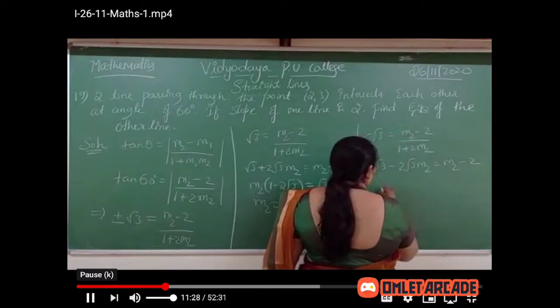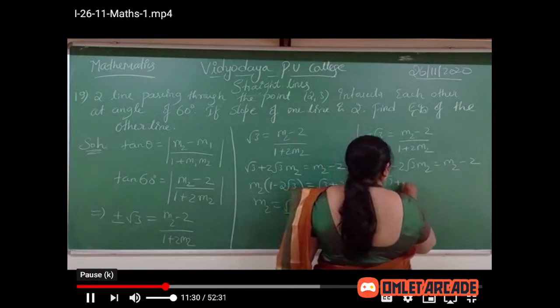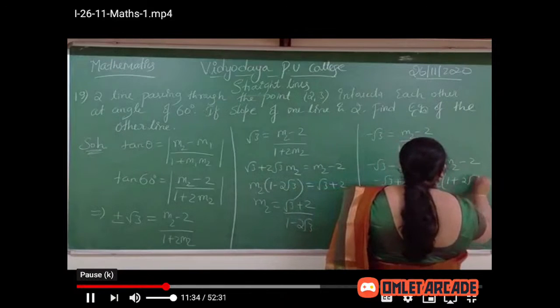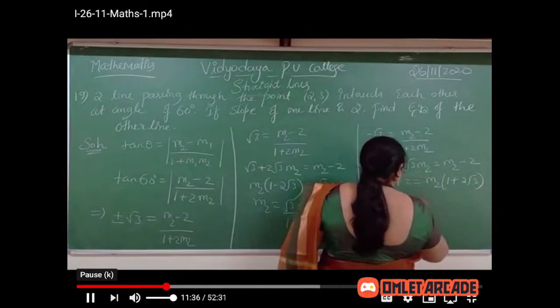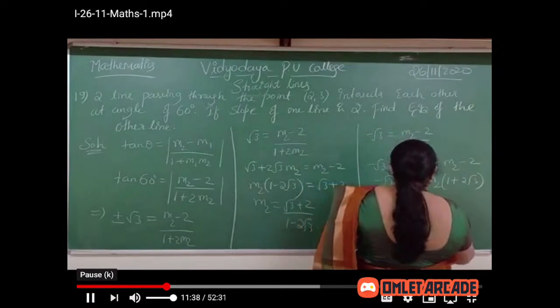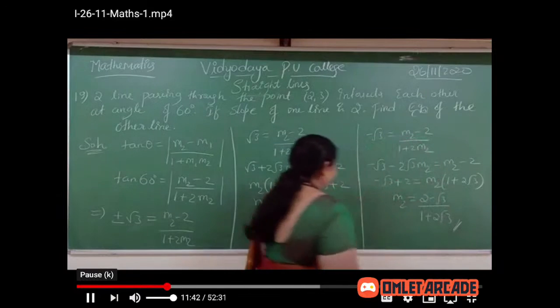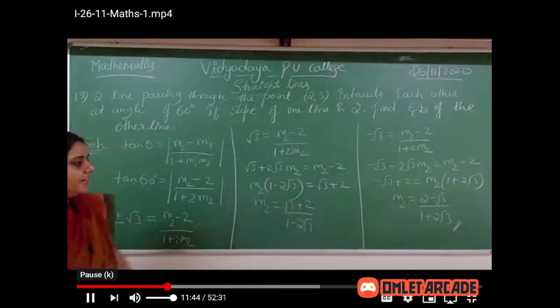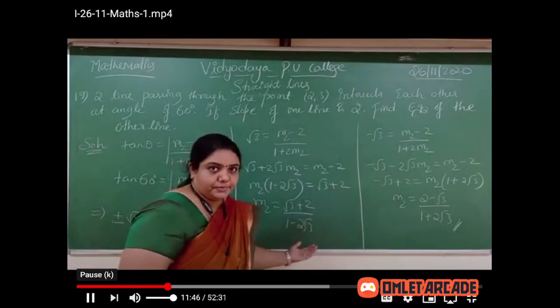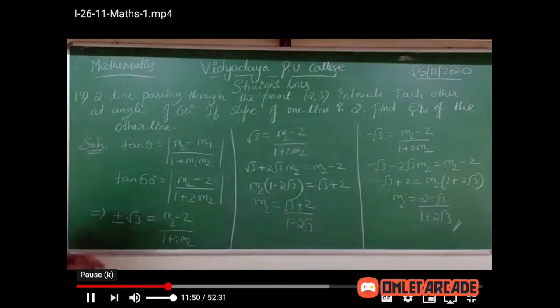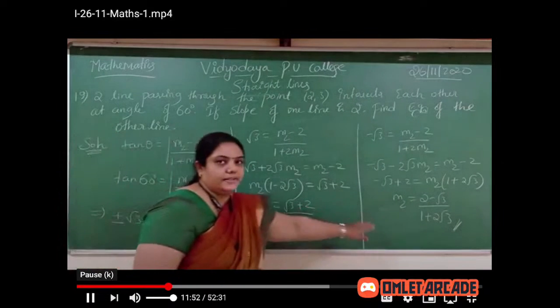So again here it will be root 3 plus 2 is equal to m2 into 1 plus 2 root 3. So m2 will be 2 minus root 3 divided by 1 plus 2 root 3. Isn't it? So we have two values of m2, two slopes. We have to find the equation for both the cases.